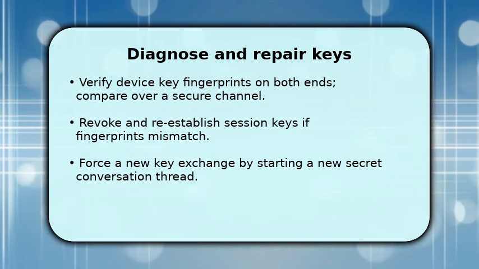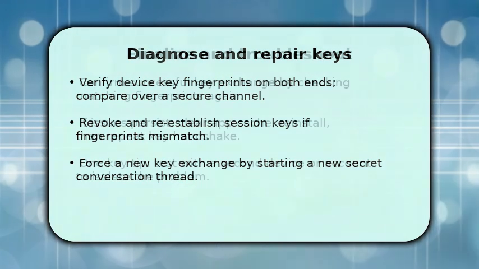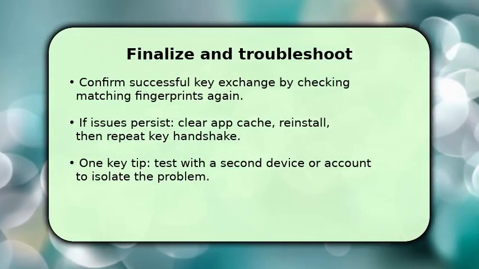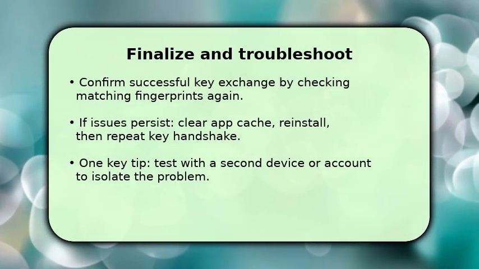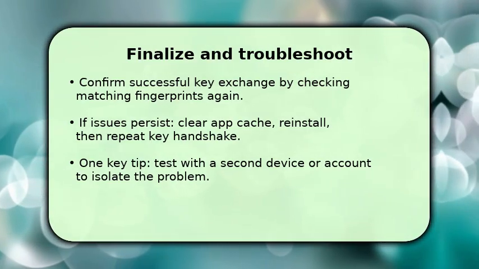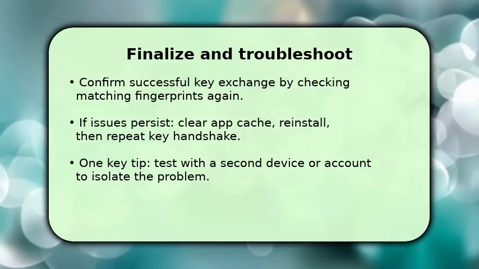You finish by validating the repair. Verify that both sides show matching key fingerprints and that messages display the encrypted status. If problems persist, clear the app cache and reinstall, then repeat the revoke and reconnect process to force handshake renewal.